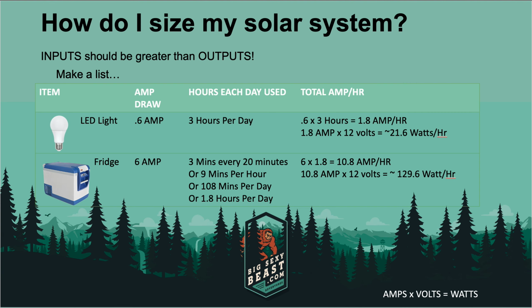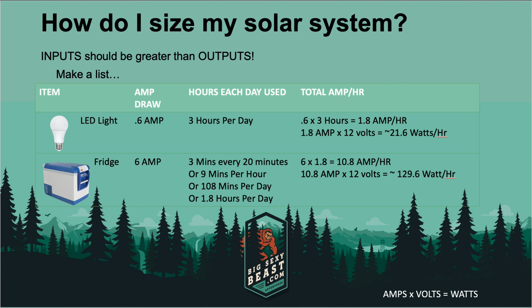In your next column, you need to estimate how long you think you're going to use each one of these each day. So for example, an LED light that I'm going to turn on when the sun sets at 8:30, I'm going to sit around the campfire, I'm going to cook dinner, I'm going to talk to friends, and 3 hours later at 11:20, I'm going to go to bed because I'm an old man. That means I'm going to use that LED light for 3 hours a day.